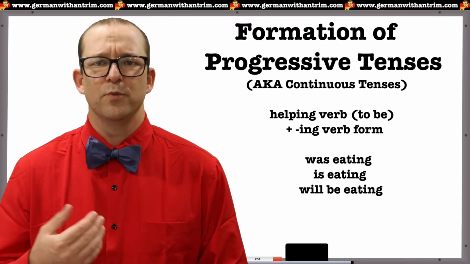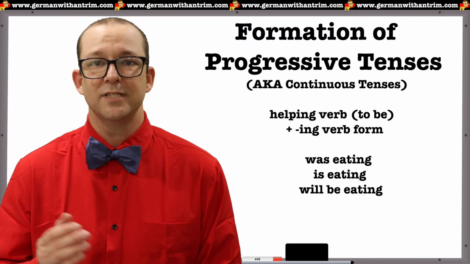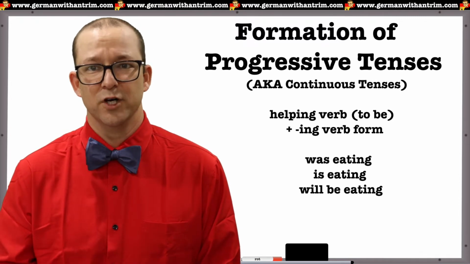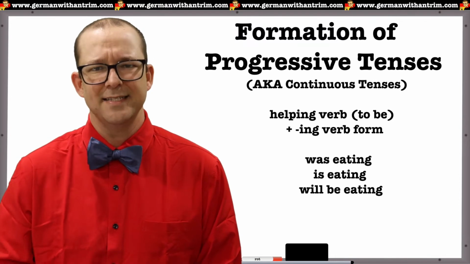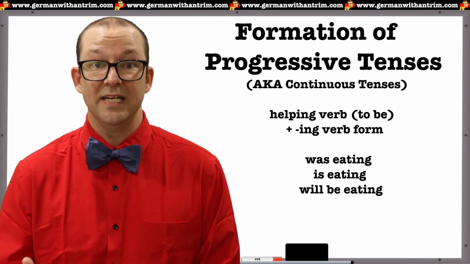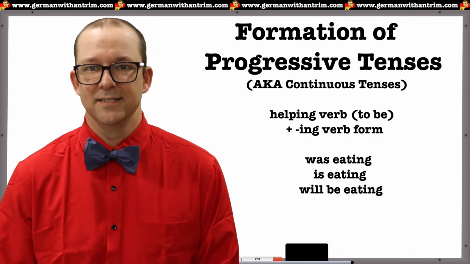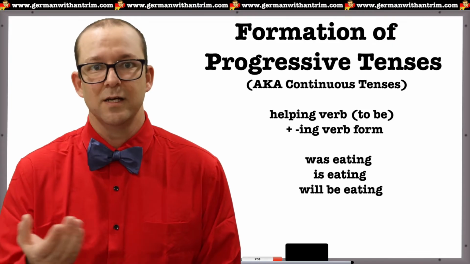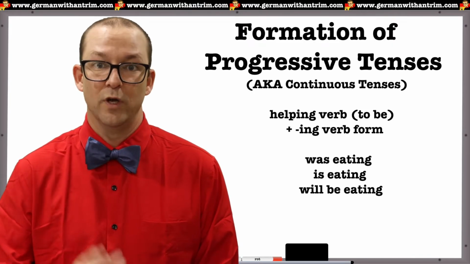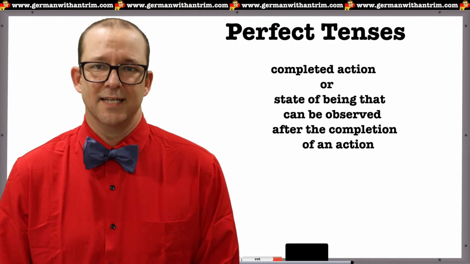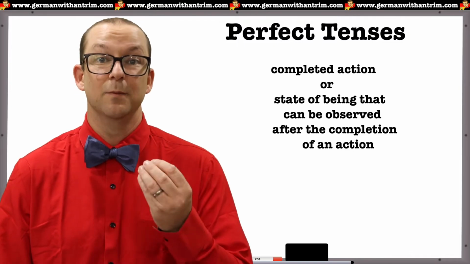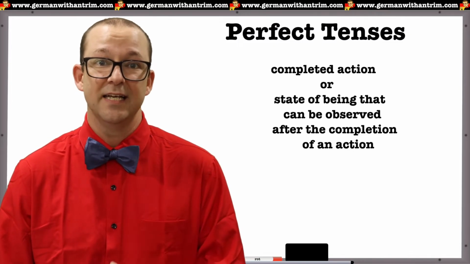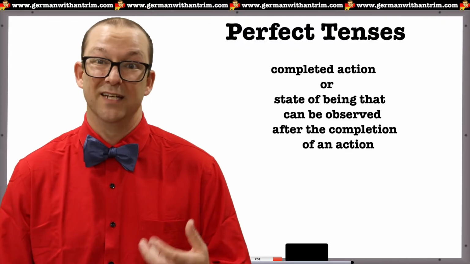What you'll notice about these progressive tenses is that they all use ing at the end of the verb, along with a helping verb. In these examples, the helping verb is to be, which is changed to fit each of the tenses, i.e. past, was, present, is, future, will be. When we talk about perfect tenses in English, we mean that they are describing a completed action or state of being that occurs after the action has been completed.